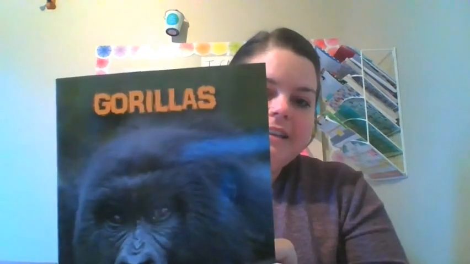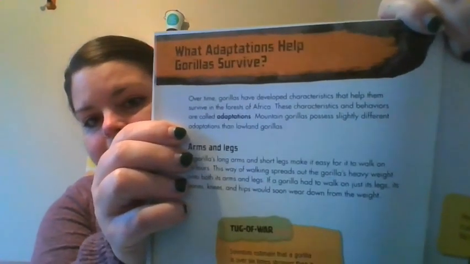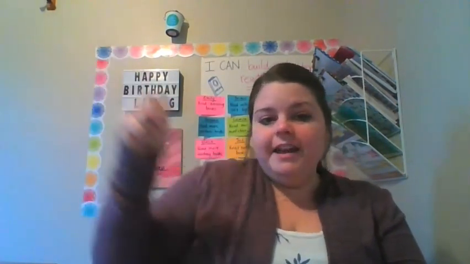Hello, I just read this really cool book called Gorillas, and I wanted to teach you about one of the sections that I read. I was reading the section called What Adaptations Help Gorillas Survive? And I found out that gorillas' bodies are actually adapted to survive in the jungle. First, they have really, really long arms. Their arms can help them reach really far things, like their food up in trees, and they also help them walk on all 4s. The next thing I learned was that they have opposable thumbs and toes.